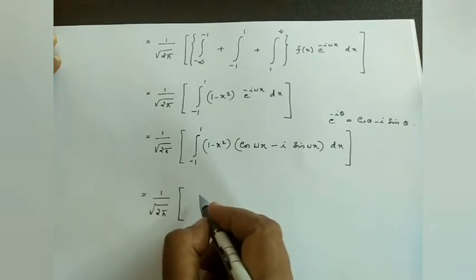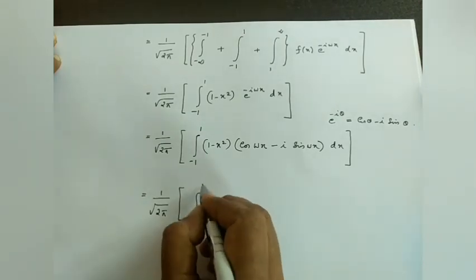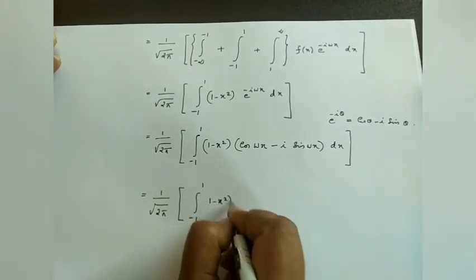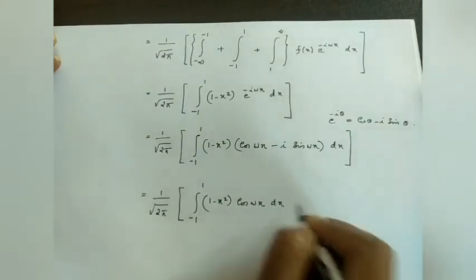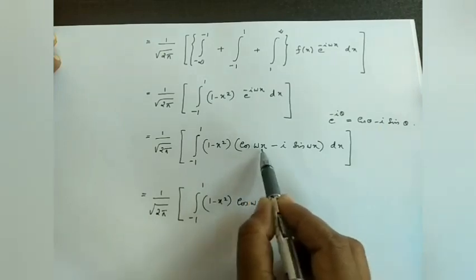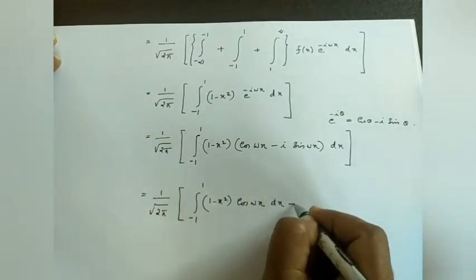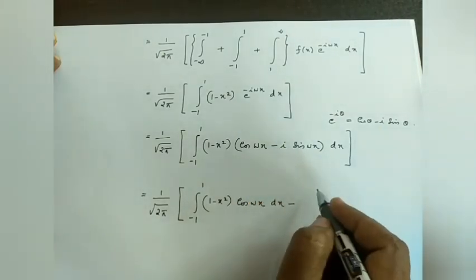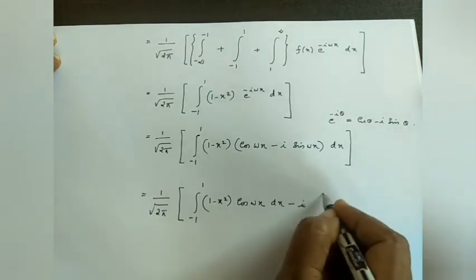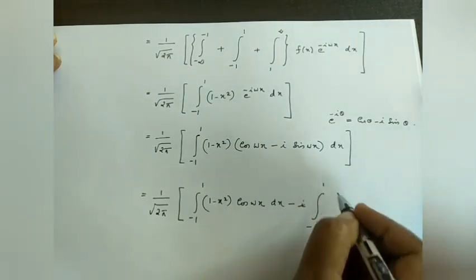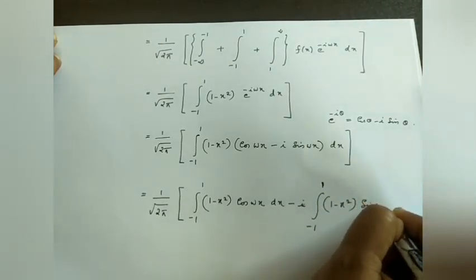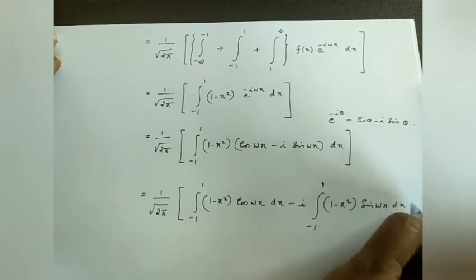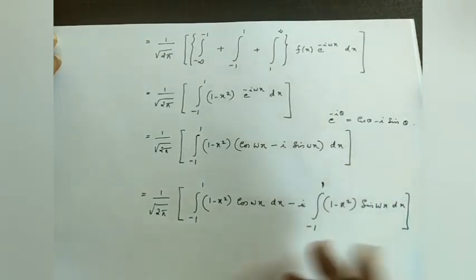we can divide this integral into 2, that is from minus 1 to 1, 1 minus x square into cos omega x dx, then minus i taking outside, minus i into integral from minus 1 to 1, 1 minus x square sin omega x dx. Okay.